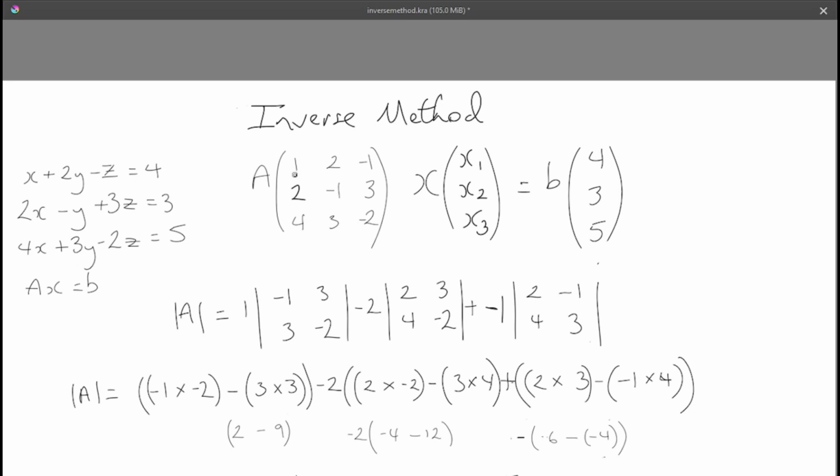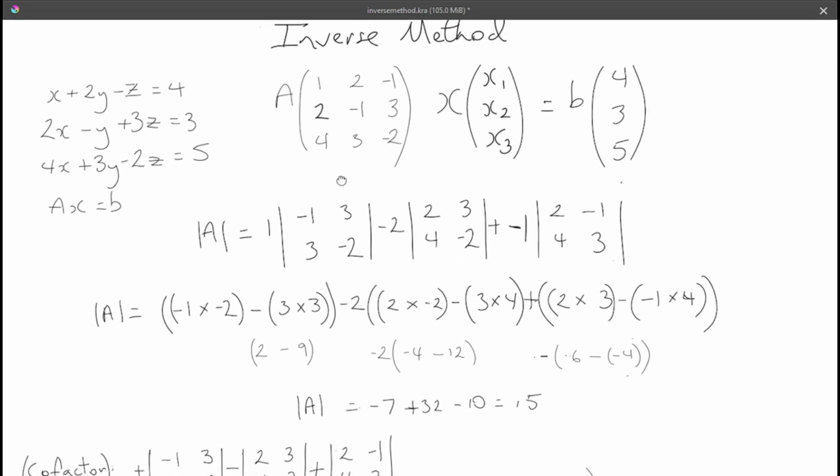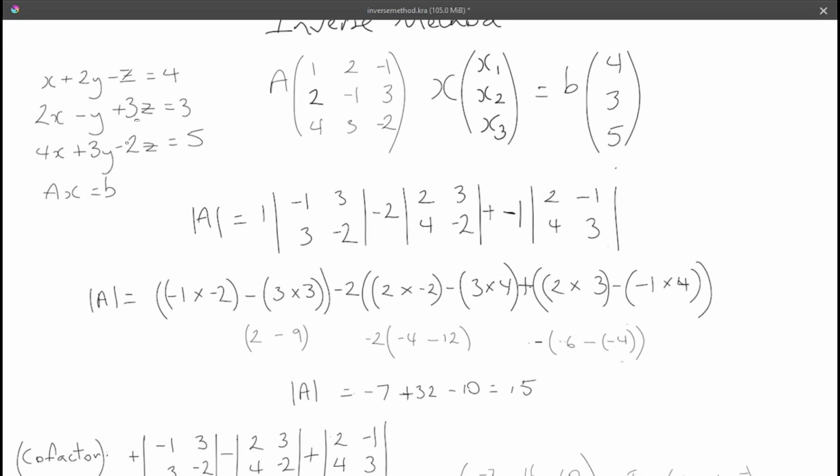Okay, so we form a matrix. So we have 1x, 2y minus 1z. Alright, and here I just change it to say x1, x2, and x3, which is the same as saying x, y, and z. So Ax is equal to b. A by x will be equal to b. And let's continue. So we are basically just rewriting the equations in matrix form.